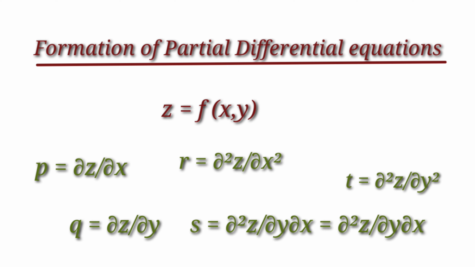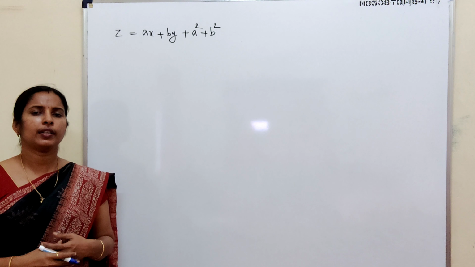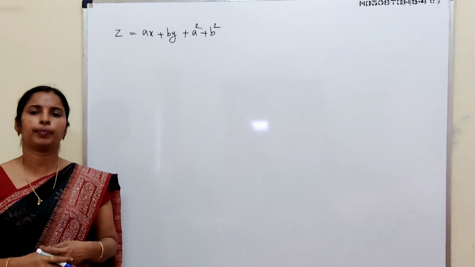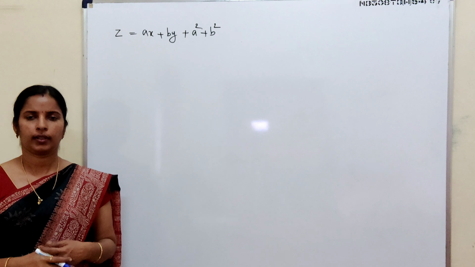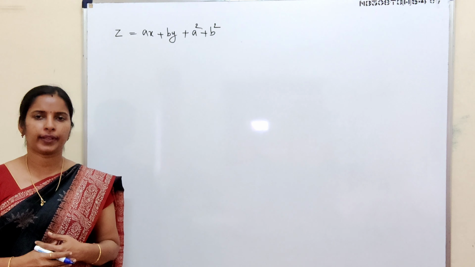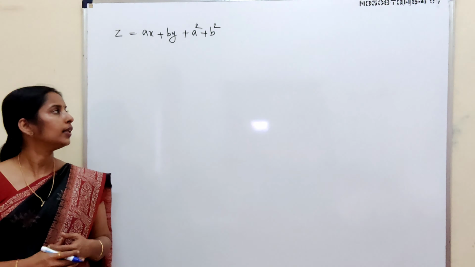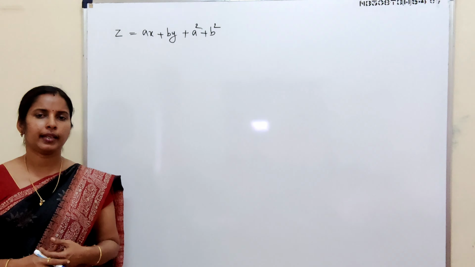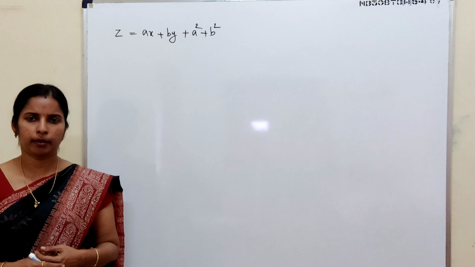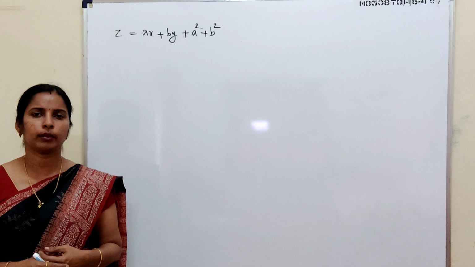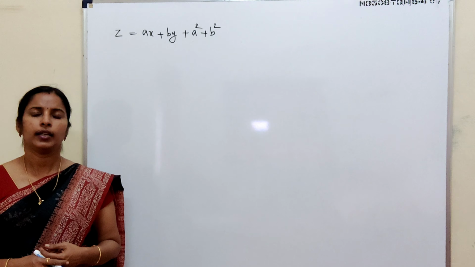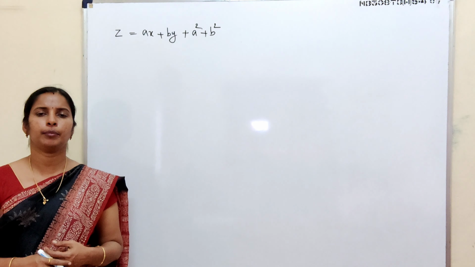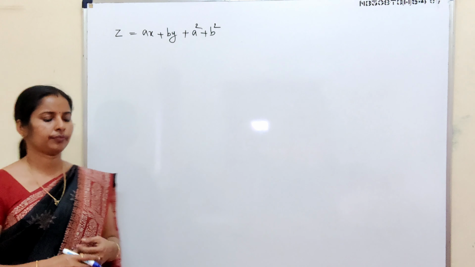Let me start. Form a partial differential equation from z equal to ax plus by plus a square plus b square. See clearly z is a function of x and y. In this set, the arbitrary constants are a and b. By eliminating the arbitrary constants a and b, we can make a partial differential equation from this set. Let me make a partial differential equation from this set by eliminating a and b.